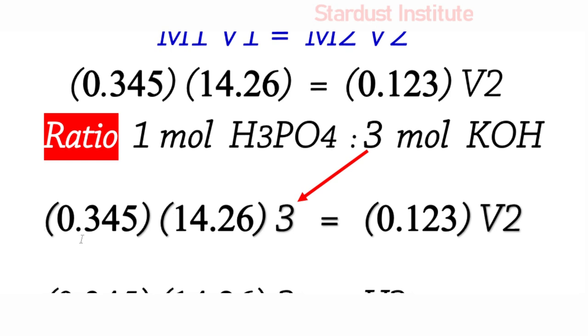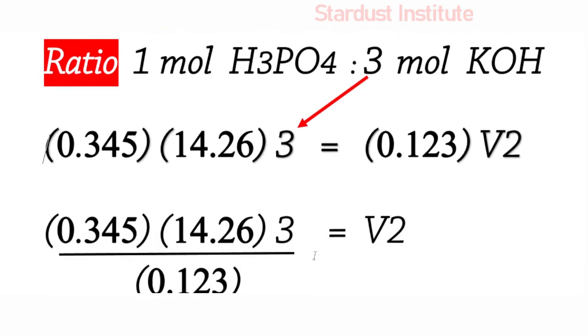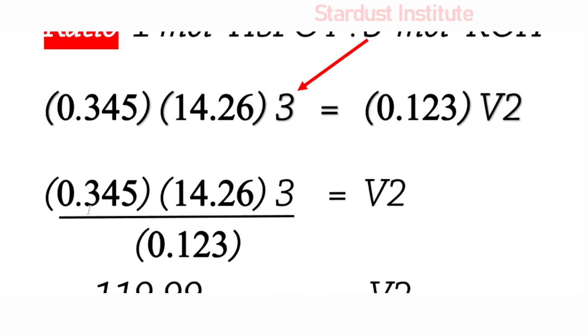Then 0.345 times 14.26 times 3 equals 0.123 times V2. Here we need to find V2, therefore we have to isolate V2 on the right hand side of this equation. Then 0.123 goes to the left hand side. In this way, 0.345 times 14.26 times 3 divided by 0.123 equals V2.